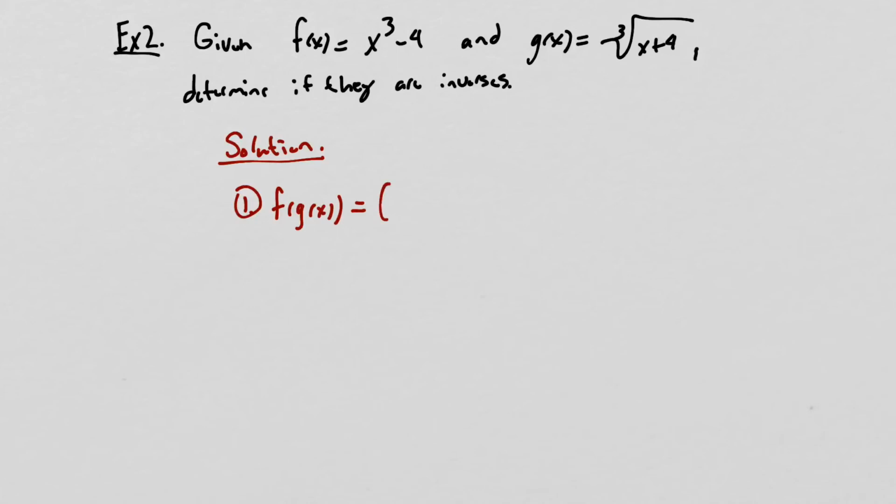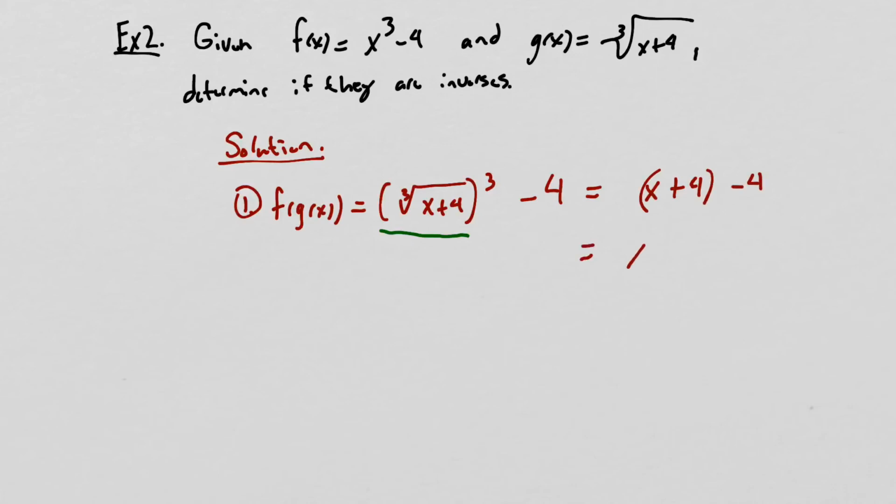This is then equal to the cube root of x plus 4 raised to the third power minus 4. The cube root raised to the third cancels each other out, and we're left with this as being equal to x plus 4 minus 4. And this is equal to x. So far, we're looking good. Let's go ahead and compute number 2.